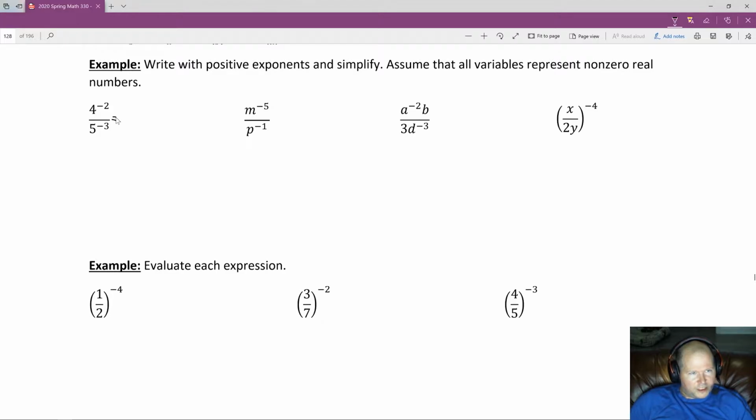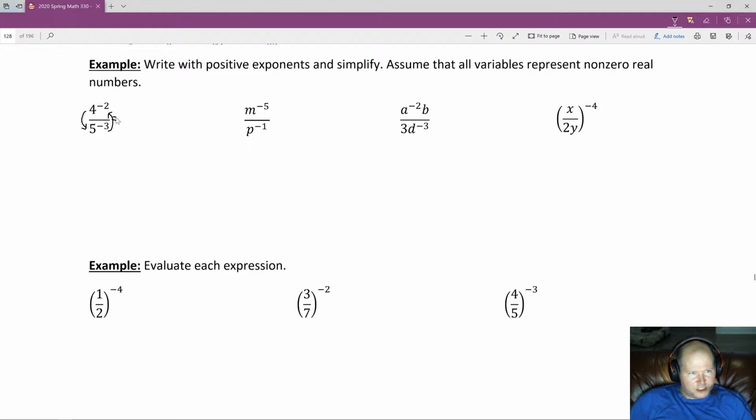To get rid of these negative exponents, if you want to simplify these, you're going to switch the position. If you have a negative exponent in the numerator, you simply put it in the denominator. And if you have a negative exponent in the denominator, you simply put it in the numerator. So in this case, since you have a negative exponent in both the numerator and the denominator, you're simply going to switch the numerator and denominator.